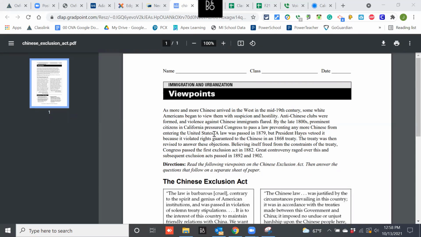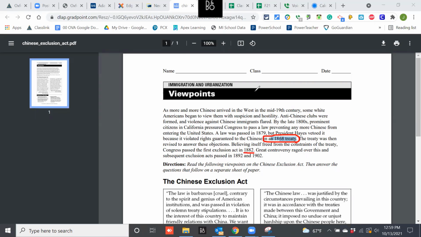And in the middle, it talks about a law that was passed in 1789, but Hayes vetoed it because it violated rights guaranteed to the Chinese in an 1868 treaty. So basically, we could determine which one of these men is not telling the truth by reviewing previous treaties with China, especially this one from 1868. After this, it goes on to say that the treaty was revised to almost remove these restraints so Congress could pass the Chinese Exclusion Act.